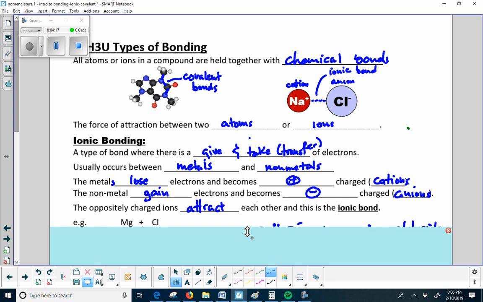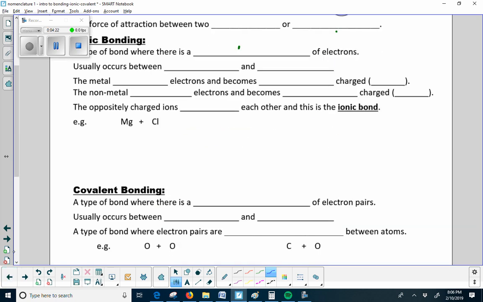And when they attract each other, they form this ionic bond. So let's look at an example where we'd have magnesium and chlorine joining together. So let's take a look at that.